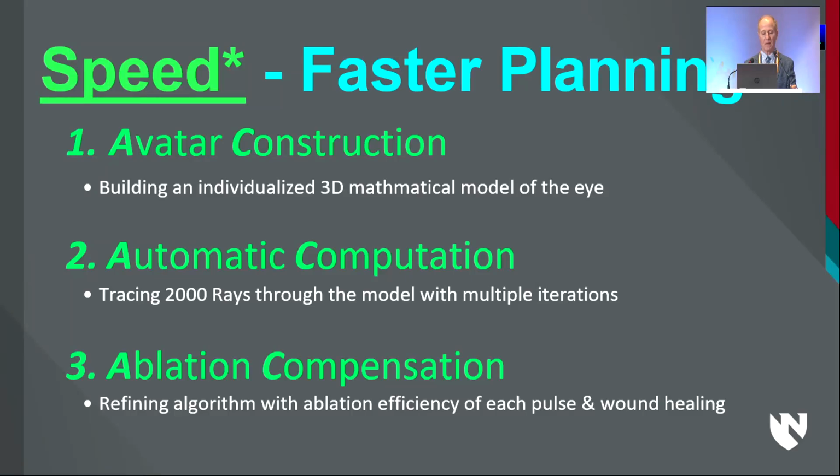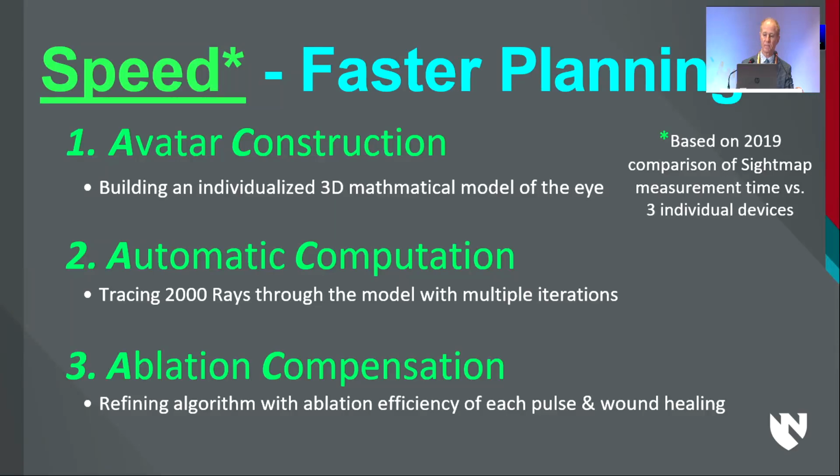With the faster planning, this avatar or digital eye twin is individualized as a 3D mathematical model of the eye. The automated computation is done through ray tracing, where 2,000 rays go through this model with multiple iterations to come out with the best correction. And finally, there's a compensation in the ablation that takes into account wound healing and biomechanics to get the ultimate outcome postoperatively when things are stabilized.